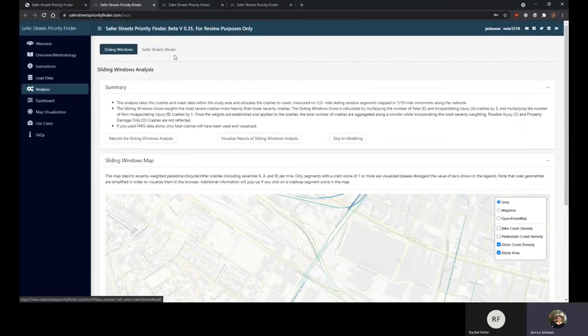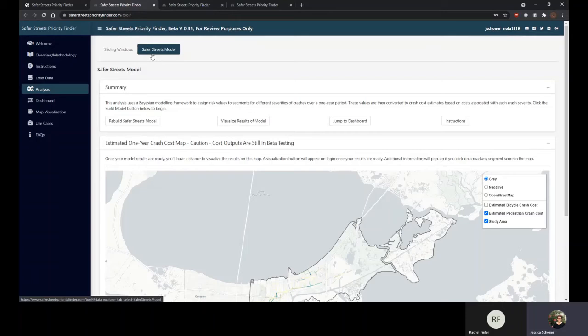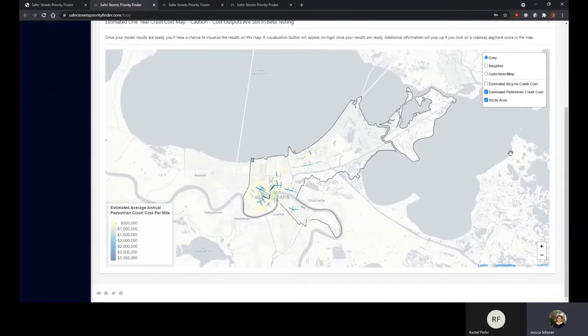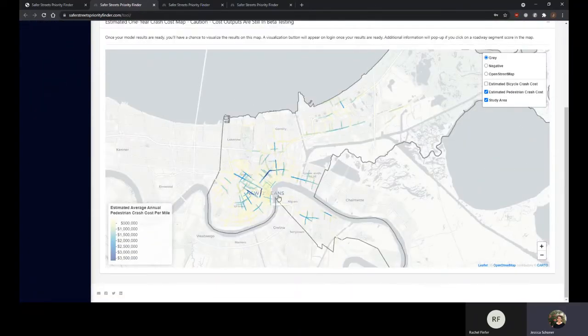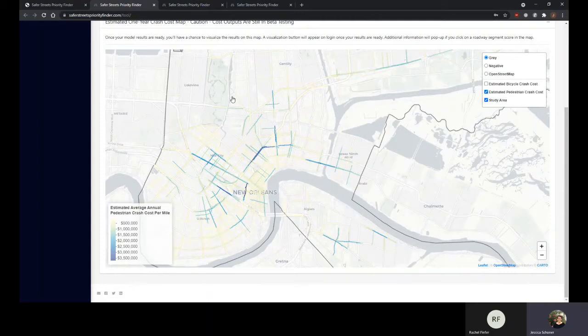The other analysis that's built into the tool is the Safer Streets model. And so this starts with something similar to the sliding window analysis. It's still looking at crash density on a network, but then it's layering in additional information from a national model of pedestrian fatalities at the census tract level, as well as some background information on national rates of crashes by mode and functional class, fatal crashes, I should say, national rates of fatal crashes by mode and functional class.